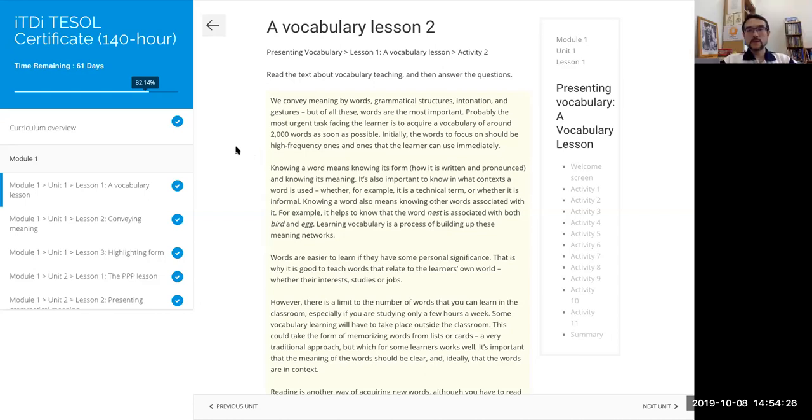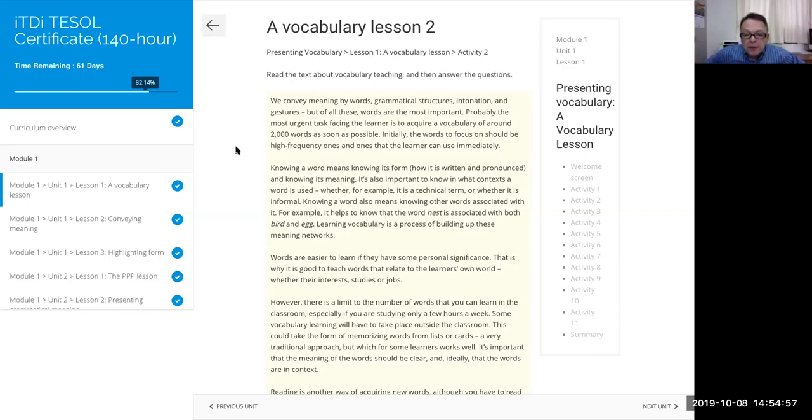Knowing a word means knowing its form, how it's written and pronounced, and knowing its meaning. It's also important to know in what context a word is used, whether, for example, it is a technical term or whether it is informal. Knowing a word also means knowing other words associated with it. For example, it helps to know that the word nest is associated with both bird and egg. So learning vocabulary is a process of building up these meaning networks.